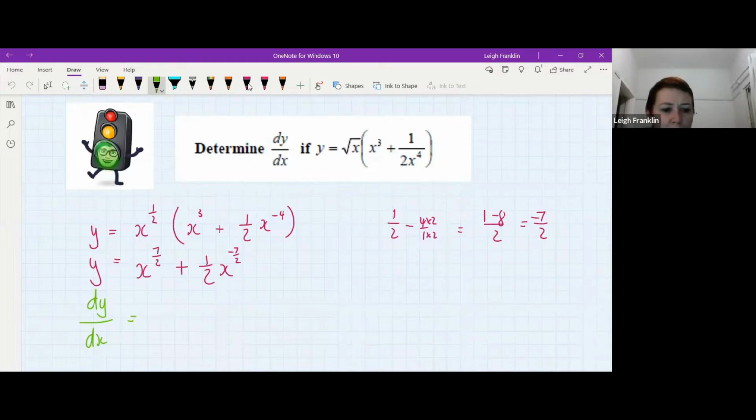Okay, so now applying our power rule, that would give us 7 over 2x. And again, we've got to take 1 away, so that would give us 5 over 2. Negative times a positive is a negative, so that would give us 7 over 4x, and then again we want to take 1 away, so that would give us minus 9 over 2.